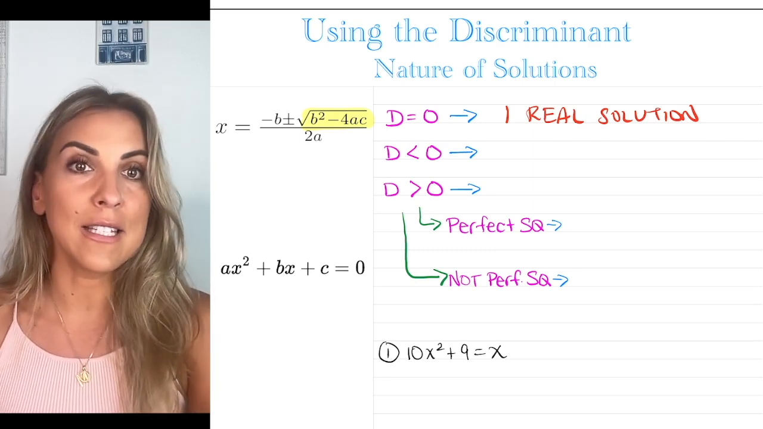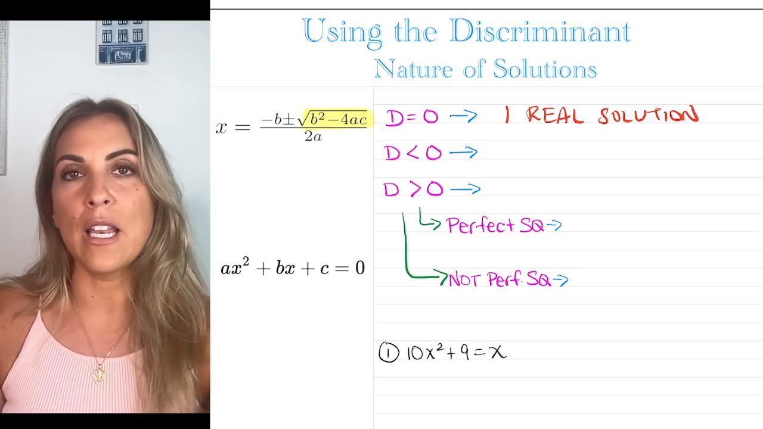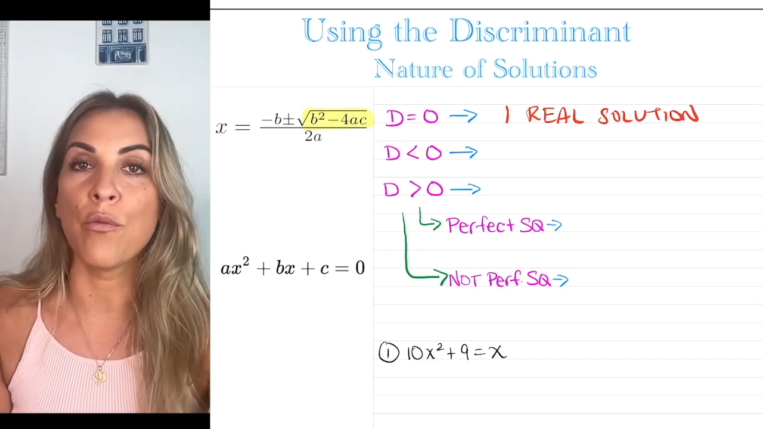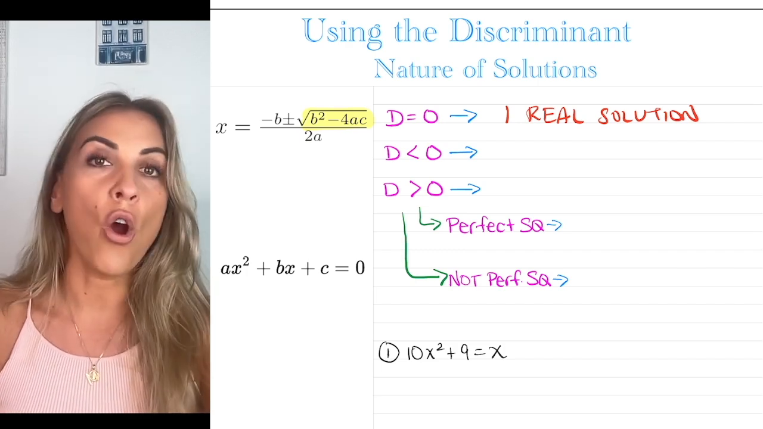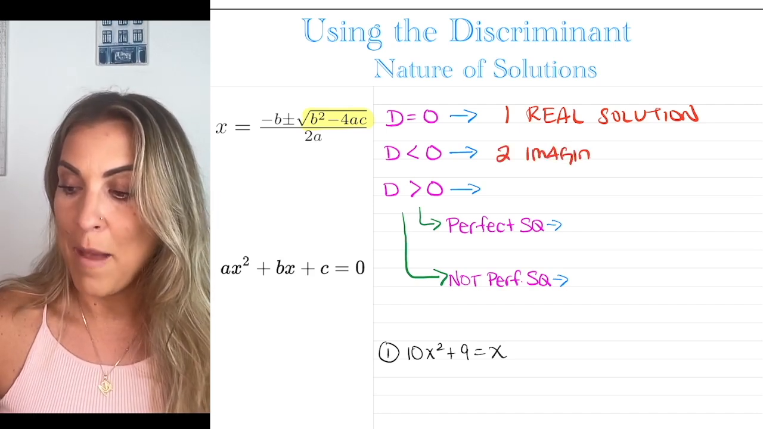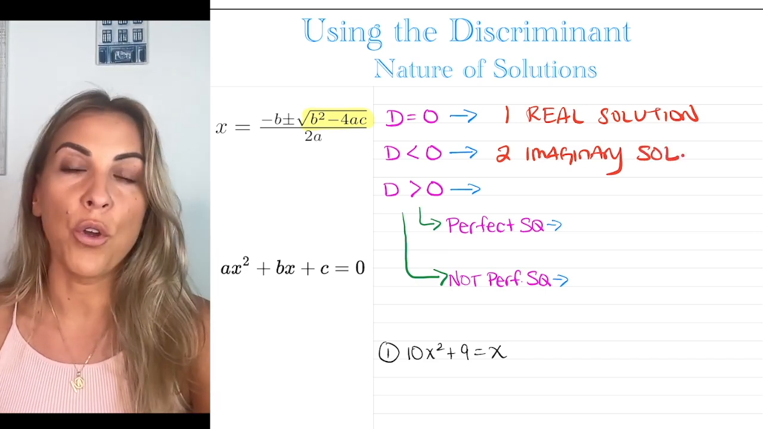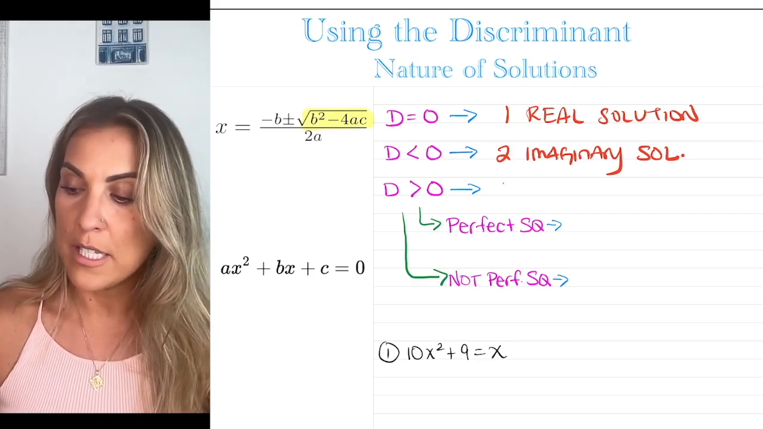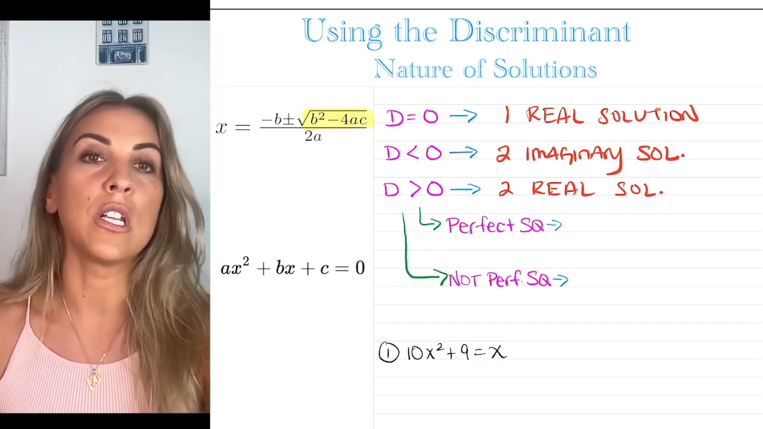If d is less than 0, so the discriminant is a negative number, think about what that means. If the discriminant is negative, that means that there's a number under the square root sign that's negative. And if we try to take the square root of a negative number, what kind of numbers do we end up with? Imaginary. So there are no real solutions. There are 2 imaginary solutions. So if your discriminant is less than 0, there are going to be 2 imaginary solutions to your quadratic. If d is greater than 0, or a positive number, there will be 2 real solutions to your quadratic.